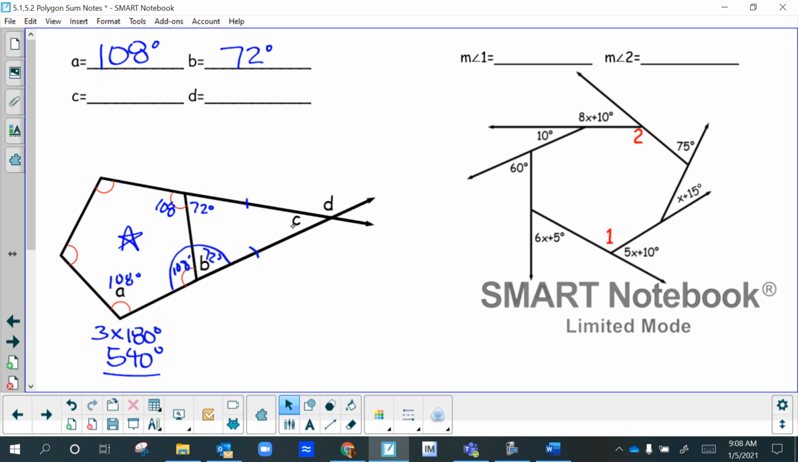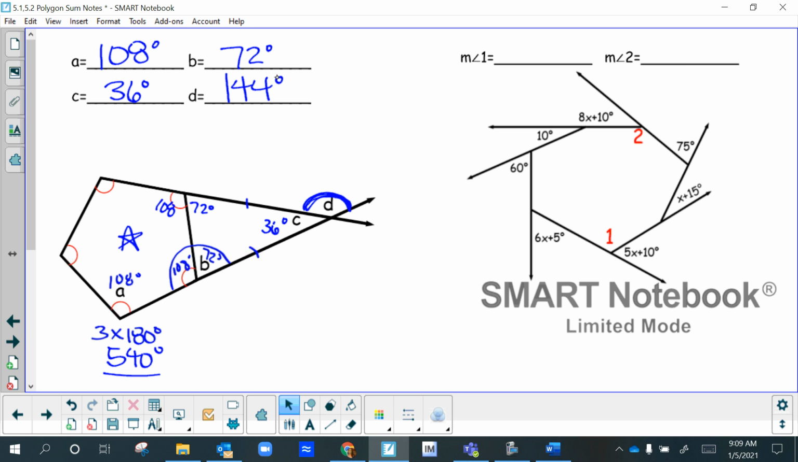To figure out the C, I can use my 180 rule to figure that out. So 72 plus 72 is 144. 180 minus 144 is 36 degrees. Okay, so this one is 36 degrees, and then I can do my 180 rule, or if y'all remember the exterior angle sum, remember this angle out here is the sum of these two, so angle B is 144.